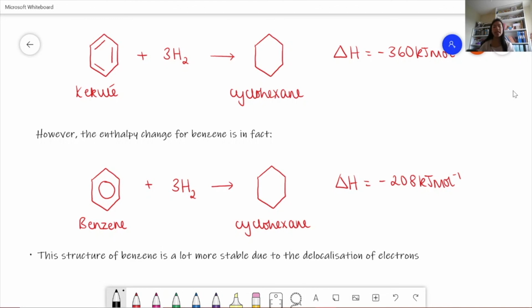And so this tells us that the structure of benzene is a lot more stable due to the delocalization of electrons. And so this is why we take the structure of benzene to be this delocalized model instead of the Kekulé structure.